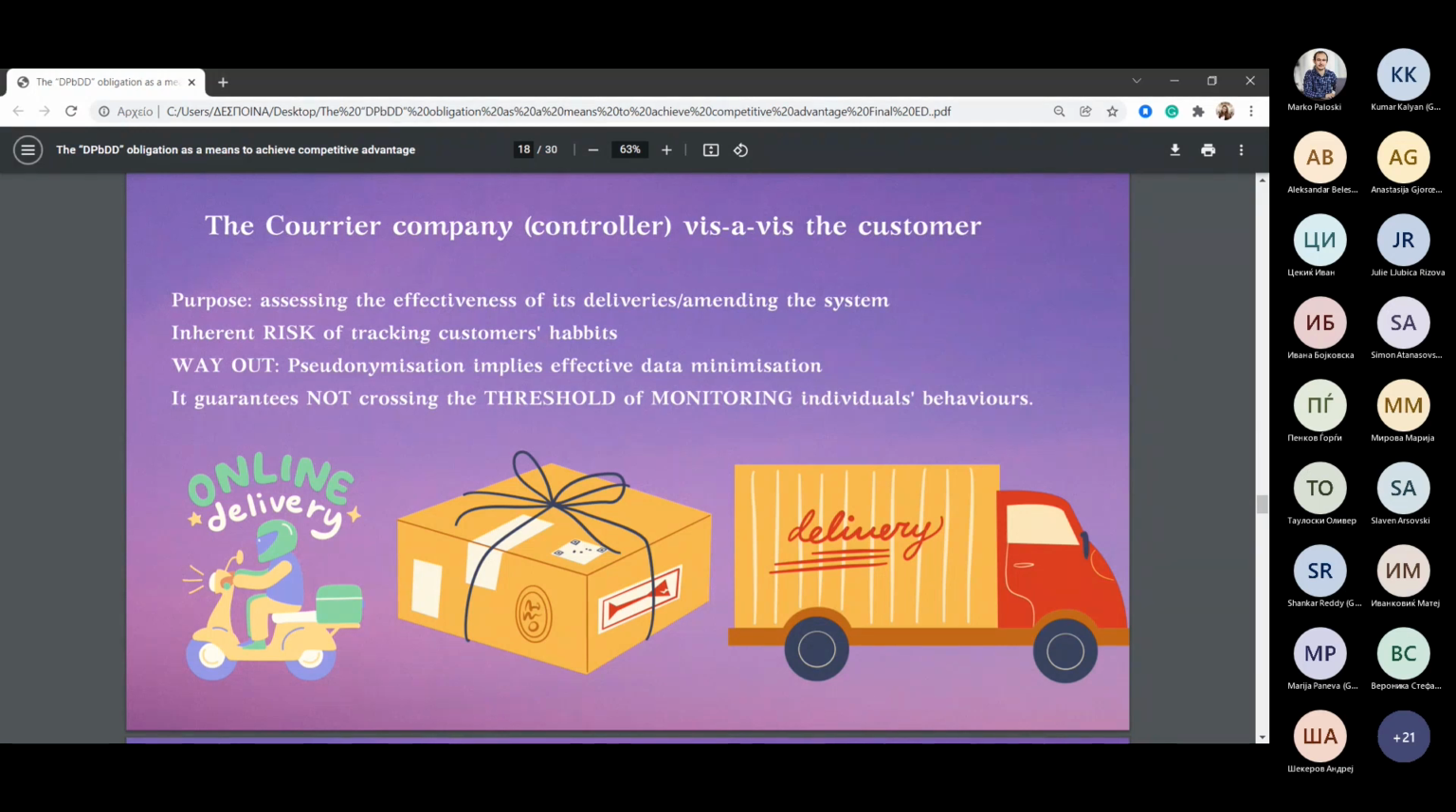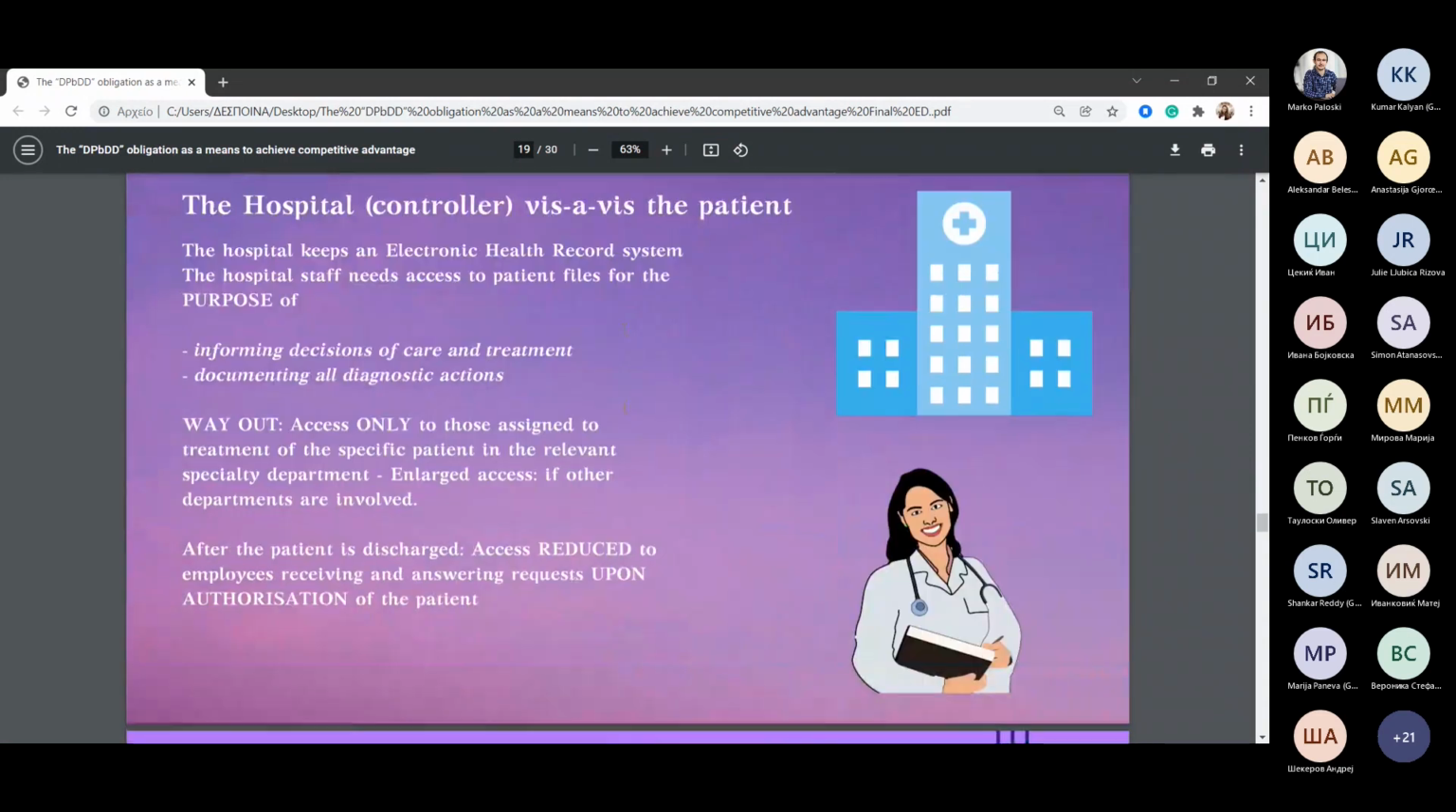There is an inherent risk of tracking customers' habits and profiling the individual, which is unlawful. So the way out is pseudonymization, a solution that implies effective data minimization. It guarantees not crossing the threshold of monitoring individuals' behaviors, where, as we said, the profiling of the individual is in principle not lawful.